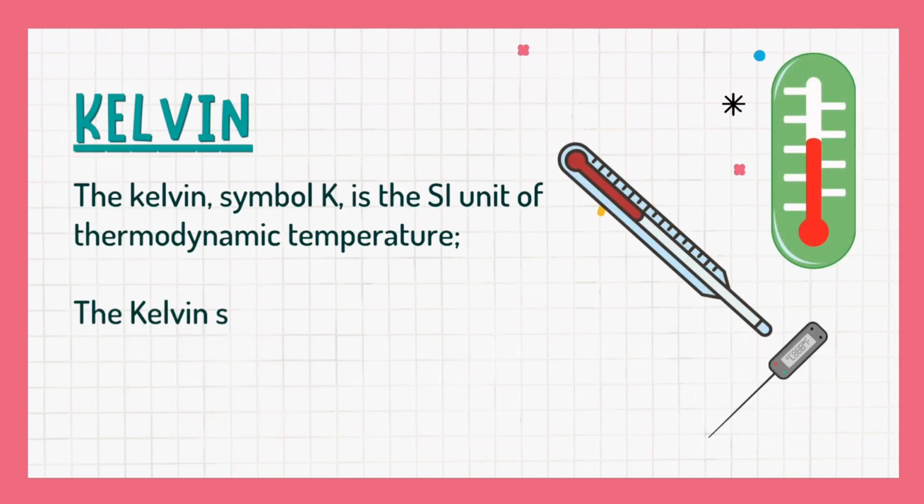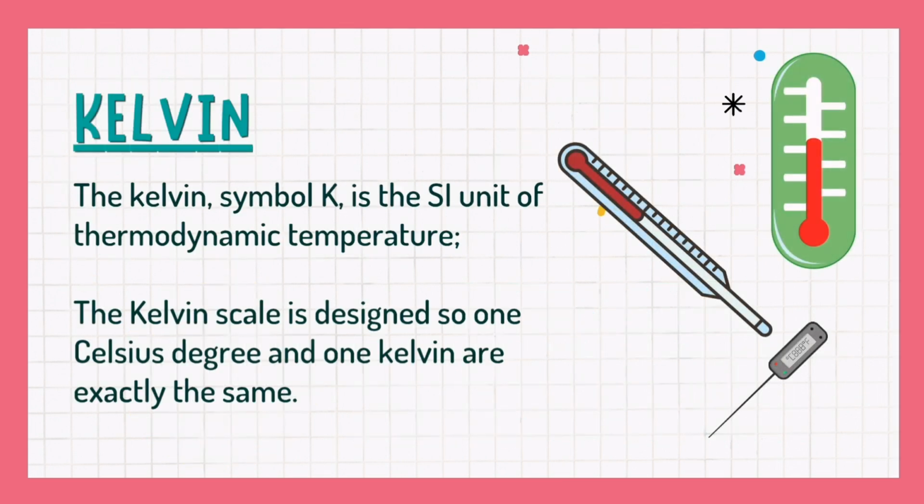Kelvin. The Kelvin, symbol K, is the SI unit of thermodynamic temperature. The Kelvin scale is designed so that 1 Celsius degree and 1 Kelvin are exactly the same.